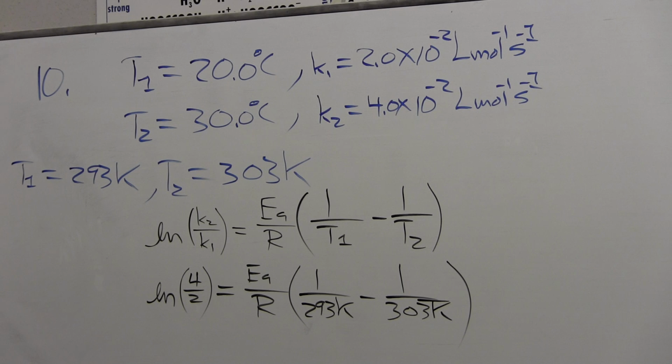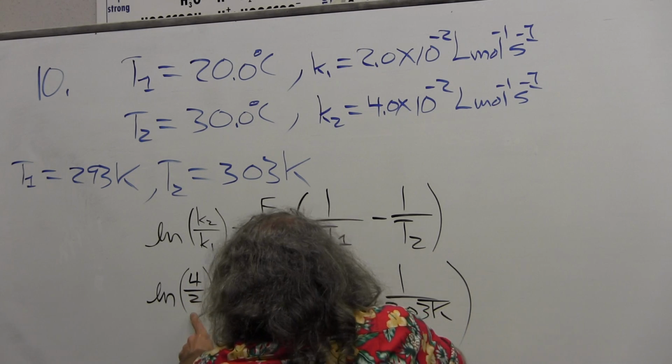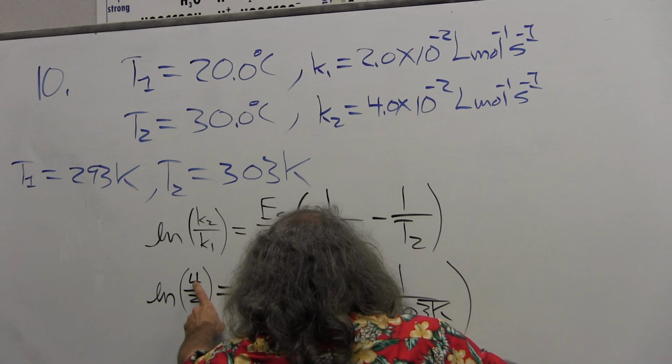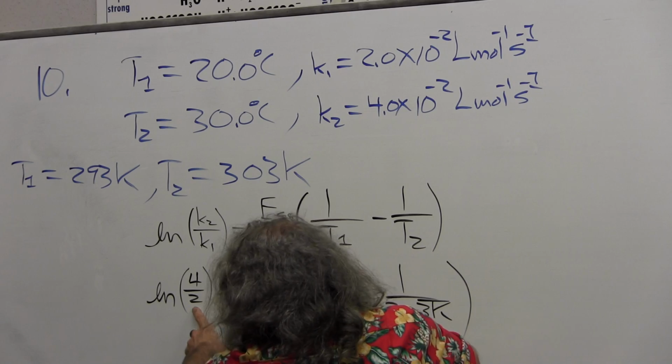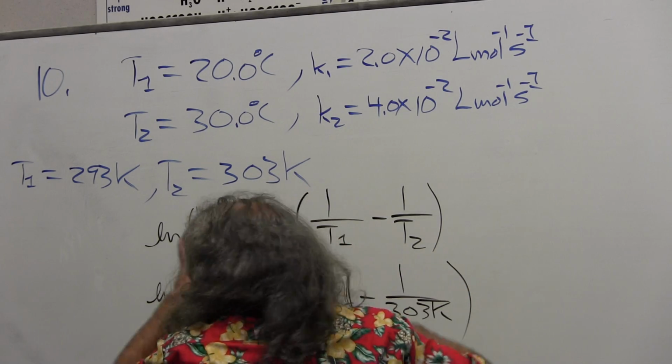You have it the opposite way on yours? Did I do k1 over k2? It works either way. As long as I have this sort of correspondence: this number corresponds to this one, and this number corresponds to that. That makes sense.